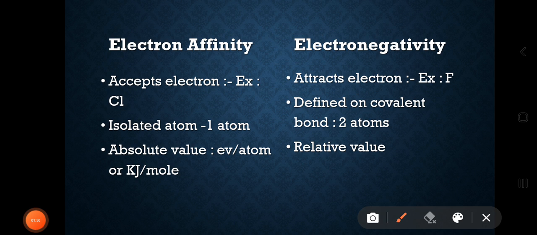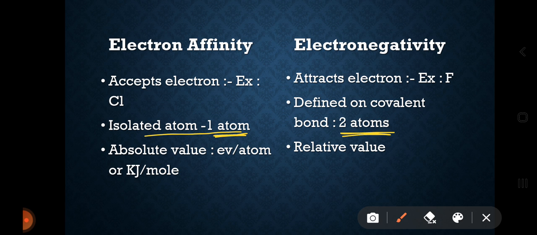Now let us look into the differences between electronegativity and electron affinity. You have studied in your PU classes and also in the lower classes. Electron affinity is nothing but the amount of energy released when an electron is added to the valence shell of a neutral isolated gaseous atom. Here in electron affinity, one atom is considered, an isolated atom, whereas in electronegativity, two atoms are considered because it is defined on a covalent bond. There must be two atoms present.